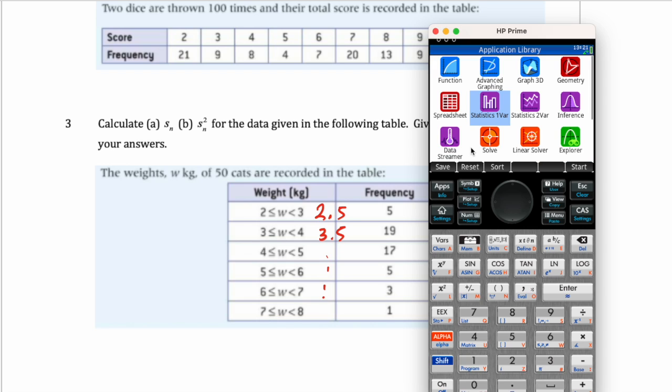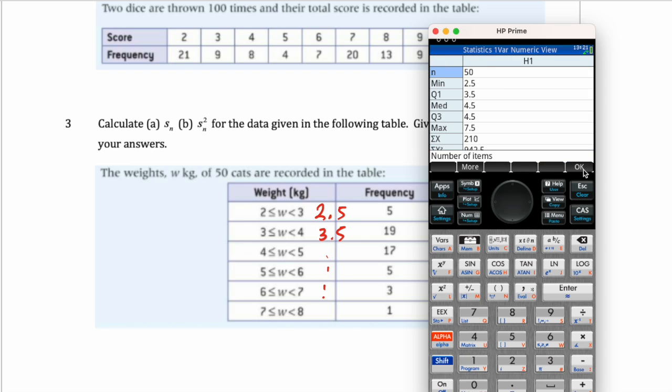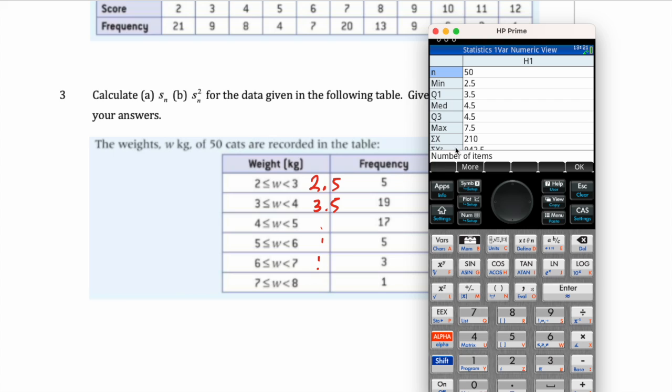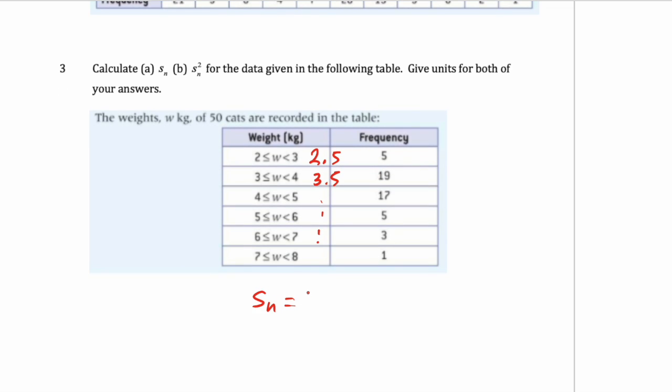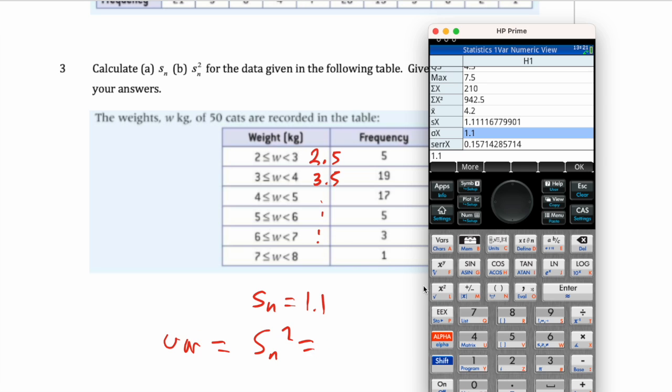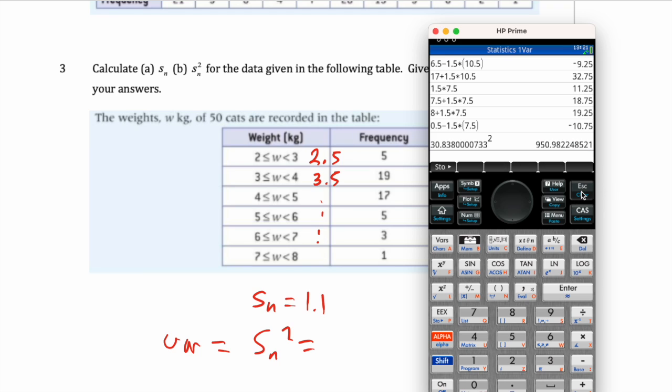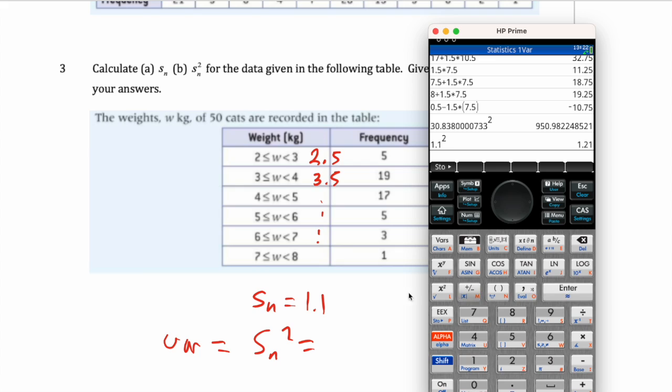We can go back to stats here. 50 for the number of values. That makes sense. It says 50 in the question. And your standard deviation this time is 1.1 exactly, so you don't need to copy and paste, I guess. So the standard deviation is 1.1, and the variance equals standard deviation squared. So you can do 1.1 squared, gives you 1.21.